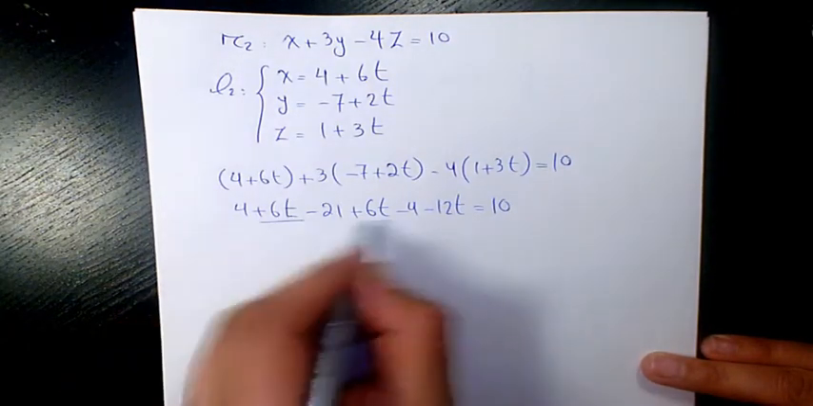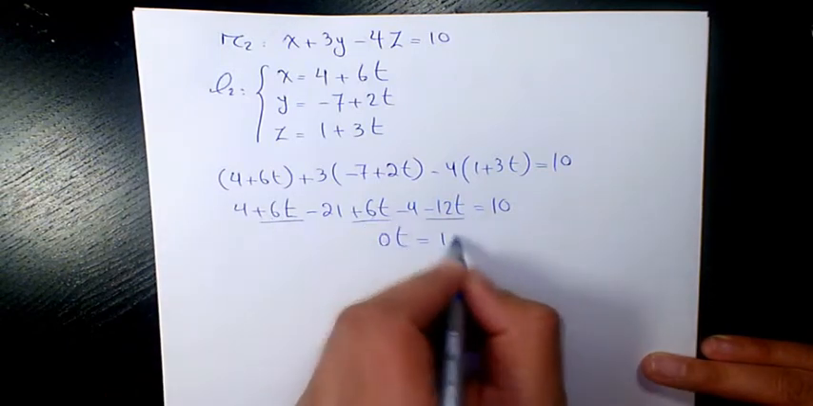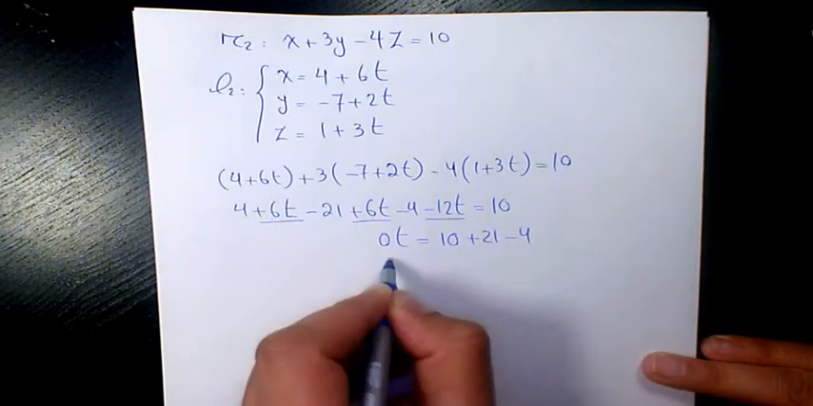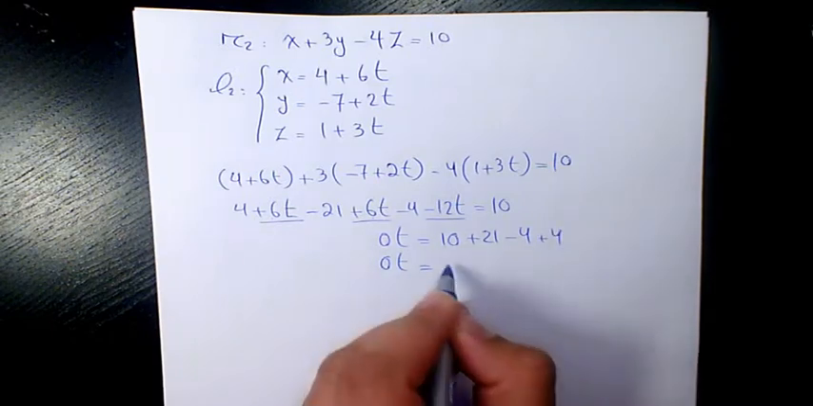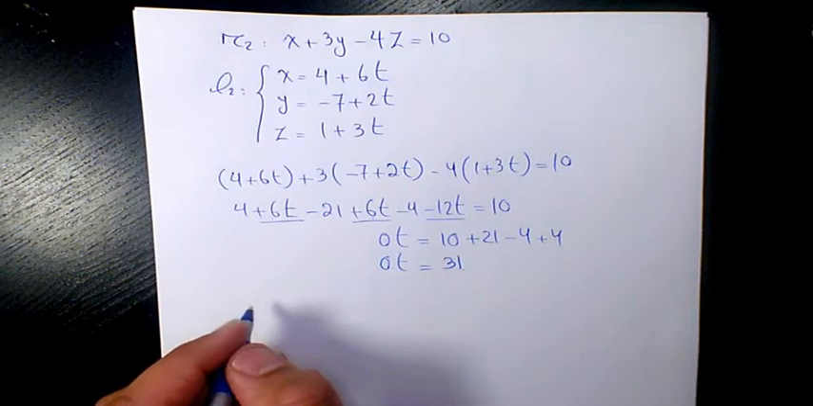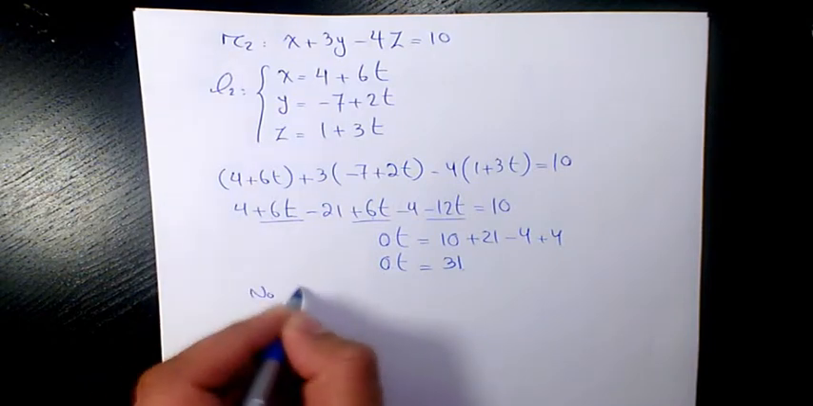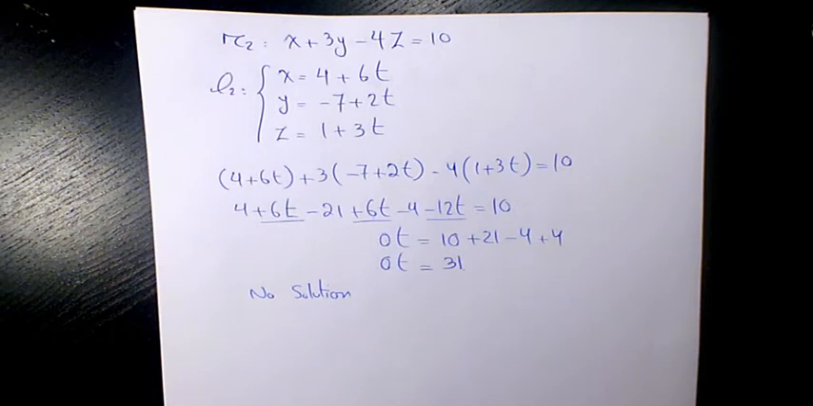So that will be 6 plus 6 minus 12 is 0t. And here we have 10 plus 21 minus 4, plus 1 here, so it's going to be 31. 0t equals 31, so that's not possible. It means that there is no solution because no value for t satisfies this equation. So it means that the line is parallel to and distinct from the plane. So that's why there is no intersection between the line and the plane.